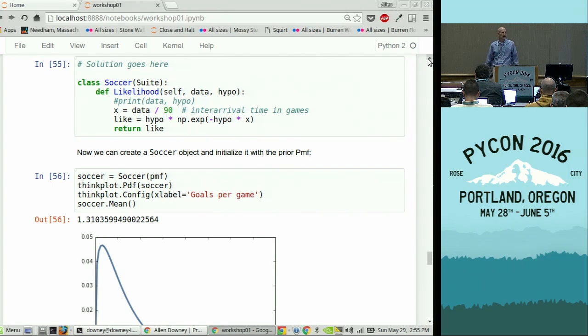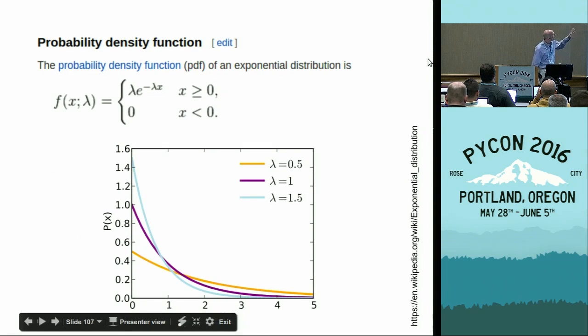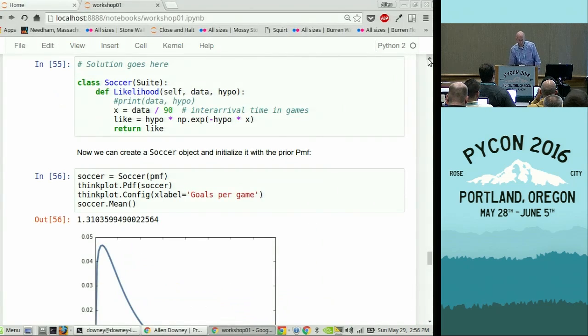Okay, let's take a look. So this is my likelihood function. The first line is just doing unit conversion. I'm just translating x from minutes to units of games. So it'll be 11 out of 90. It'll be about 1/9 of a game. And now the probability of scoring after 11 minutes, if the goal scoring rate is really hypo, is given by this function, lambda e to the minus lambda x. So pretty much what I did is translate mathematical notation into Python notation. Lambda is hypo, so I've got lambda times e to the minus lambda x.